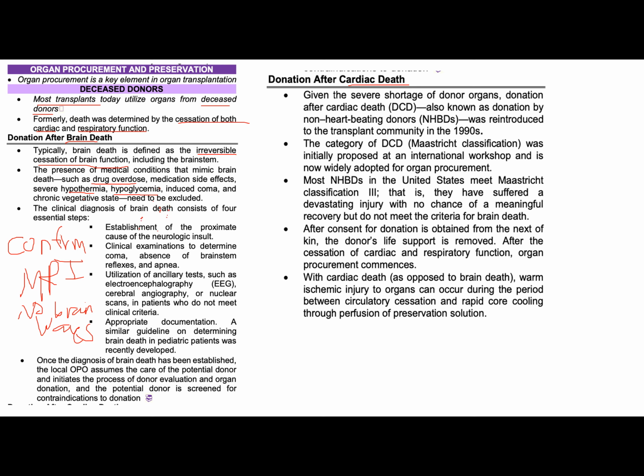So baka akala mo patay na yung patient, brain dead yung patient, yun pala nakakomatose lang. So you need to confirm this. Now, how would you diagnose this, class? As doctors would do it, there are four essential steps.